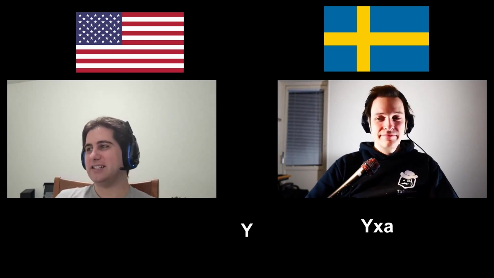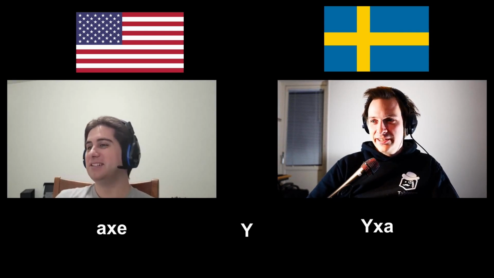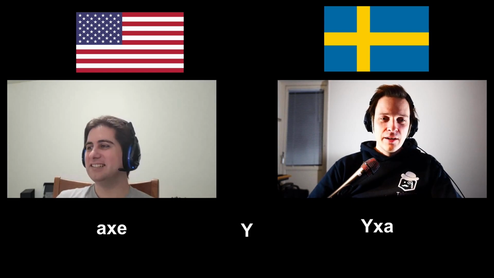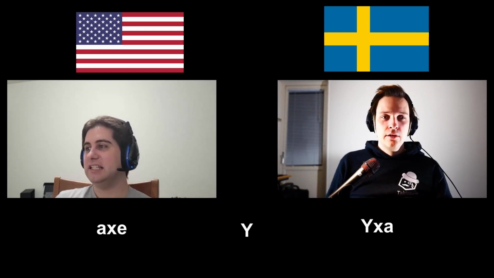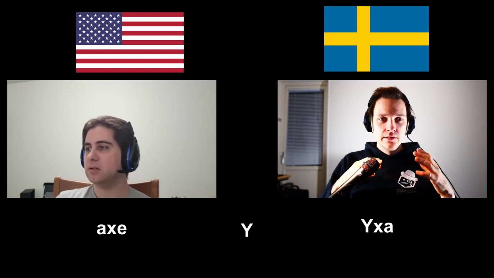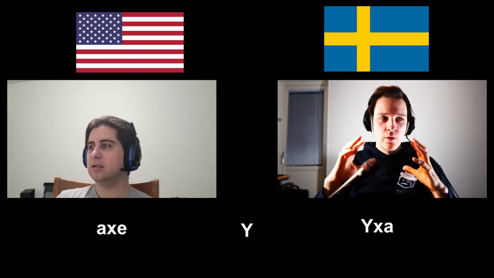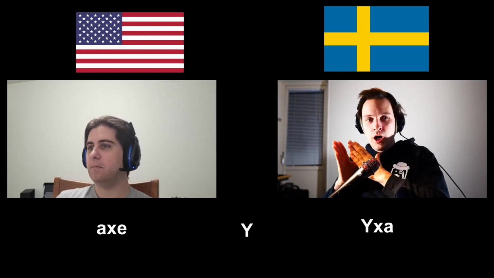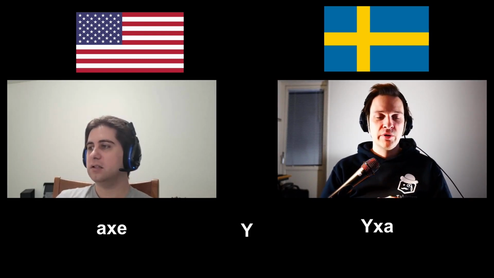Having a Y and an X next to each other is... This is what it means in English: axe. Yxa. But here you can actually see how it happens. For example, you have yxa, which is axe. In English, axe sounds like one sound, but yxa is three letters. You can hear them separately.